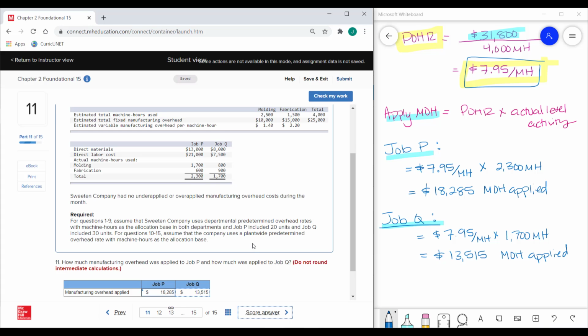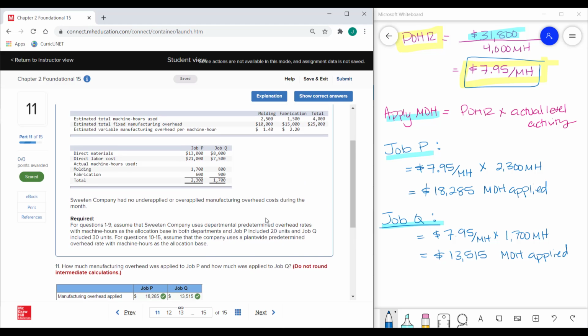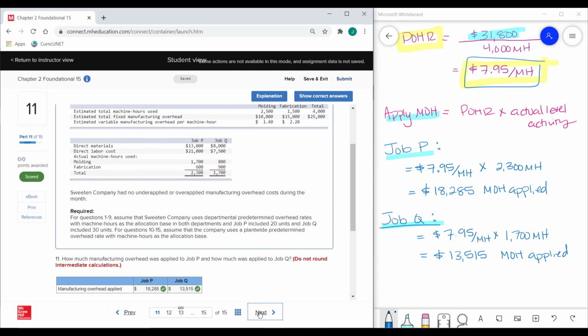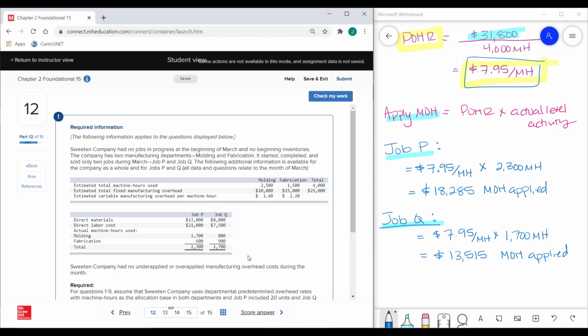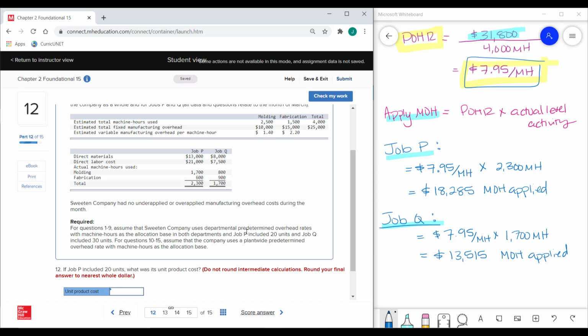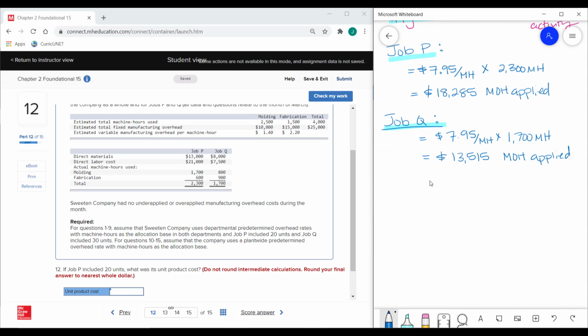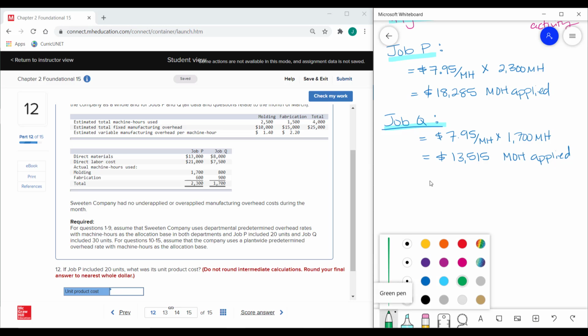Let's score our work. There we go. Very good. We'll go on to number 12. Number 12 asks us, if job P included 20 units, what is its unit product cost? To find that, we first need to determine what the total cost is of job P.